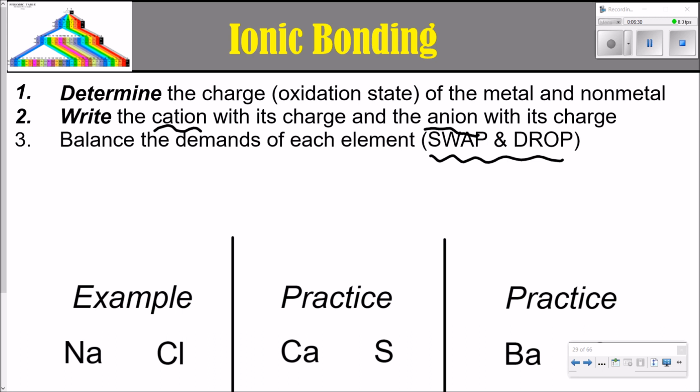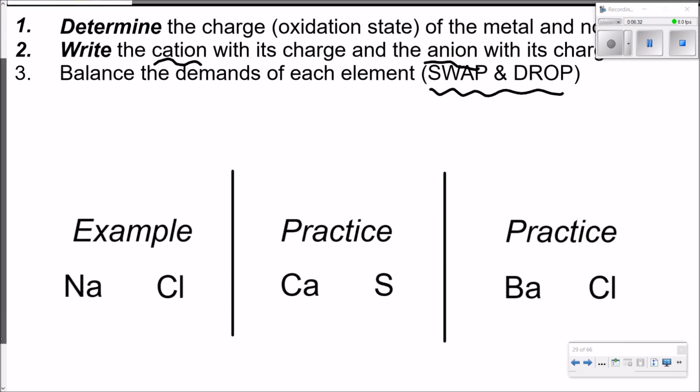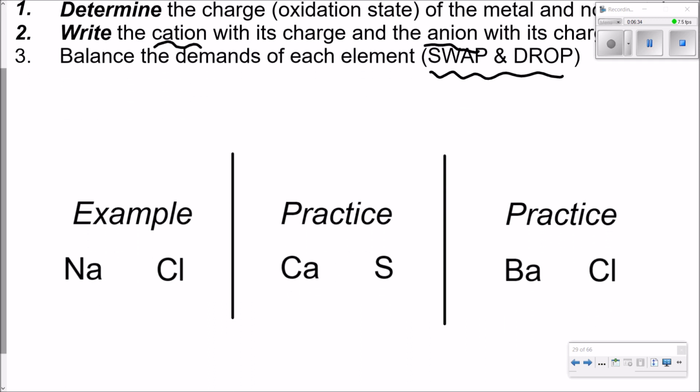And it's just an easy way to remember what it is that you're actually going to be doing. So some examples down here. We have sodium and chlorine, and we did this one on the previous slide. So sodium, if you look on the periodic table, it's an alkali metal, so it's going to become Na+. Chlorine is a halogen. It's going to become Cl-, chloride.